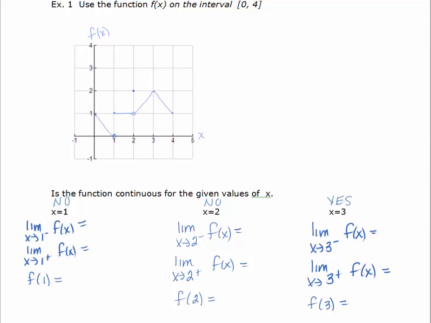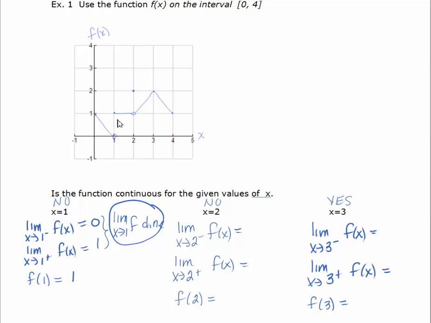Alright, so let's compare our answers here. The limit as x approaches 1 from the left is 0. The limit as x approaches 1 from the right is 1. So that means the limit does not exist. f of 1 is equal to 1. Okay. All right. So let's look at the next value, x equals 2.